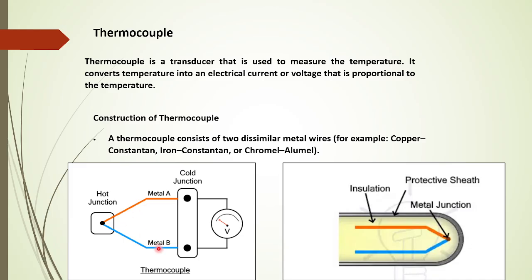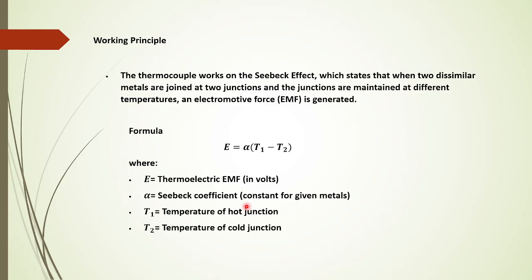Here the two metals may be copper-constantan or iron-constantan, and these are all the different metal combinations. Mainly, the working principle of a thermocouple is the Seebeck effect. It states that when two dissimilar metals are joined at two junctions and the junctions are maintained at different temperatures, then an EMF is generated in the junction.